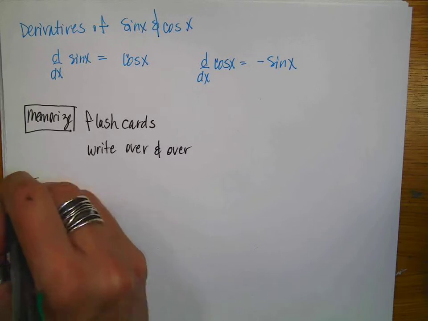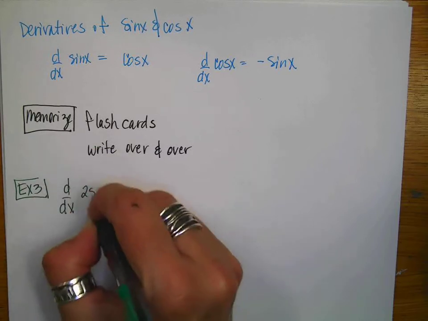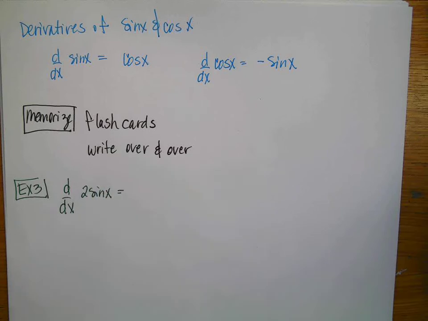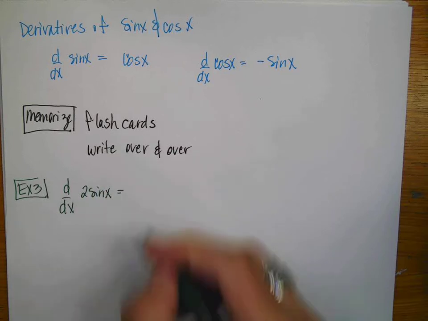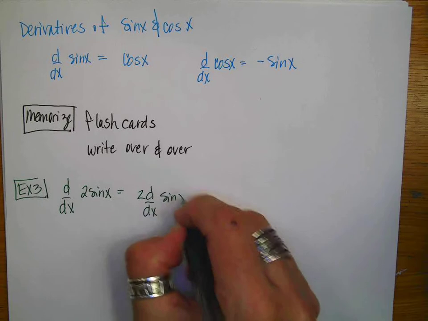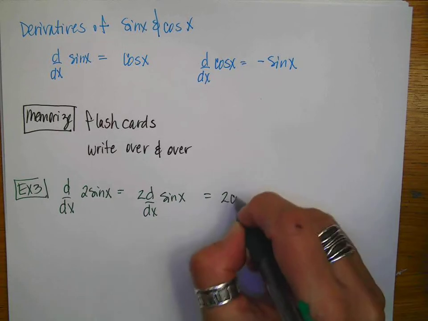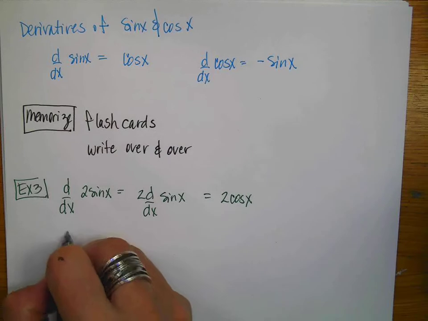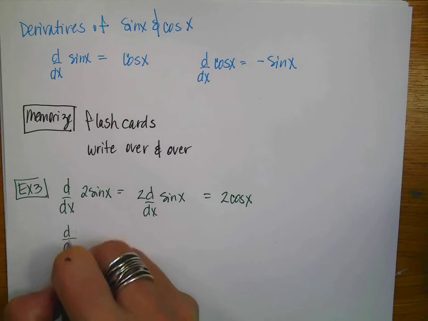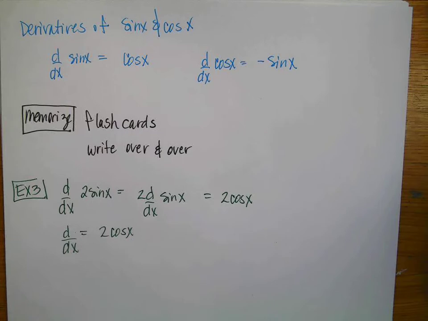All right, for a third example, the derivative of 2 sine x. Remember a constant technically means that it can go out front, and then I just manage that. The derivative of sine is cosine, so this is just 2 cosine x. So dy/dx is equal to 2 cosine x.